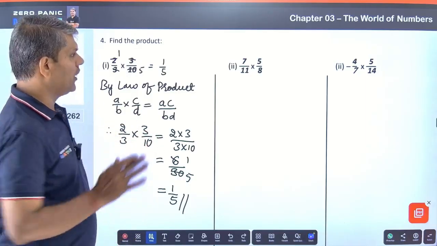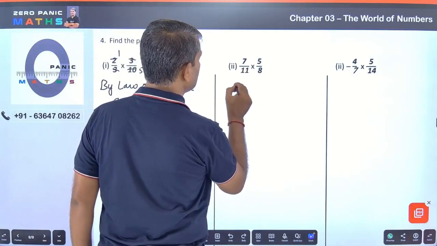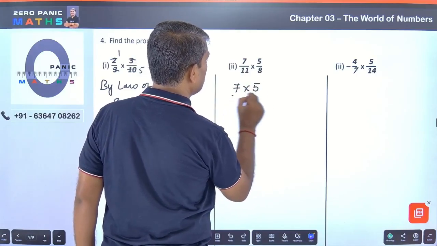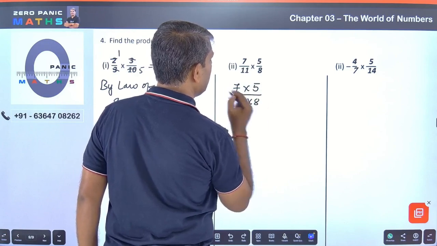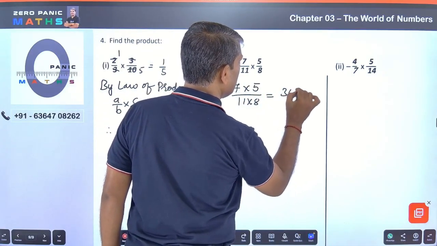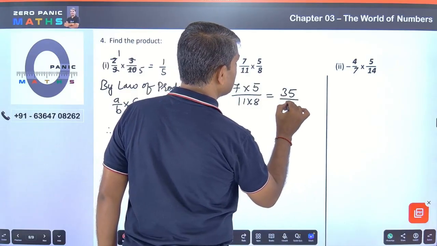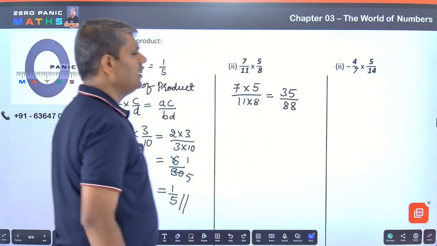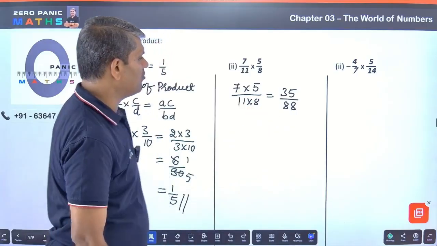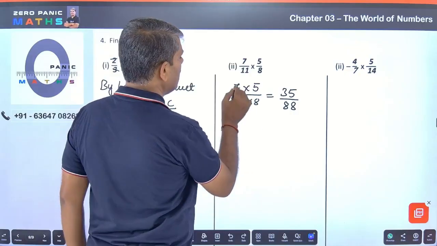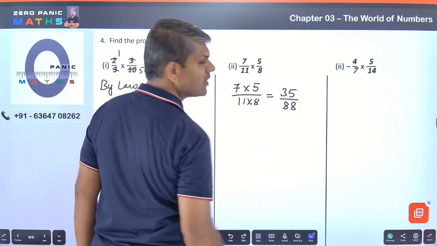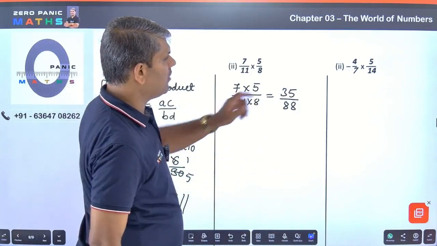You're getting it right? Now let us do this in a similar fashion: 7 into 5 divided by 11 into 8. I'm directly writing that. So it is 35 divided by 11 8s is 88. So it is 35 by 88 only because it cannot be cancelled with any common number. 7 and 8 will not get cancelled, 5 and 11 will not get cancelled, so there is no question of cancelling any value. So it is 35 by 88 only.